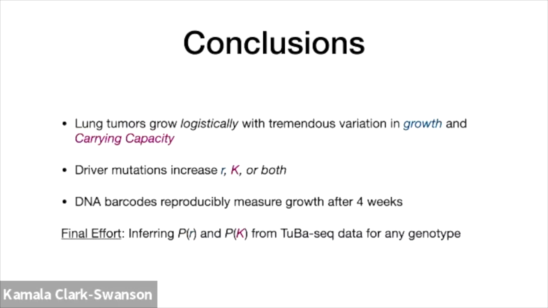So that's the conclusions from this study. What we really find is that lung tumors initially grow logistically with a single mutating event that has a lot of variation in growth rate and carrying capacity, despite being isogenic tumors in the same mouse. Driver mutations can increase the growth rate or carrying capacity or both. Our technology is precise enough to measure growth rates after just 4 weeks.